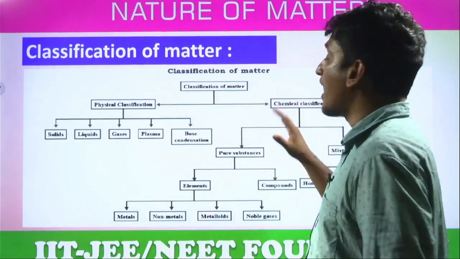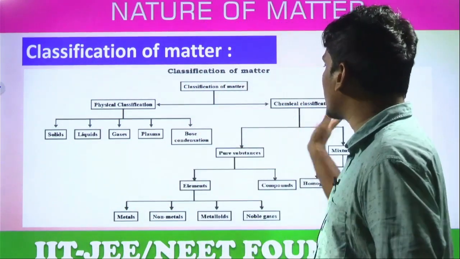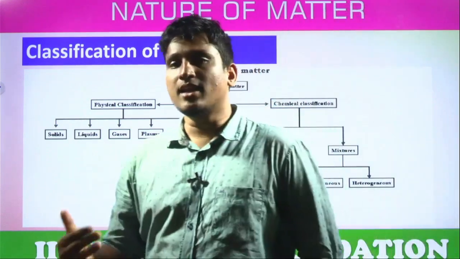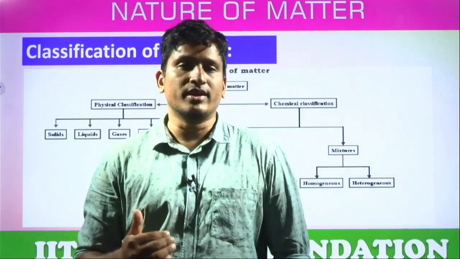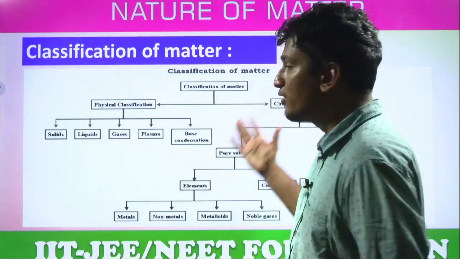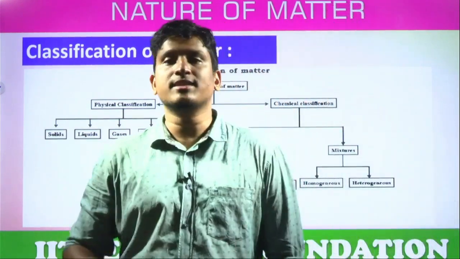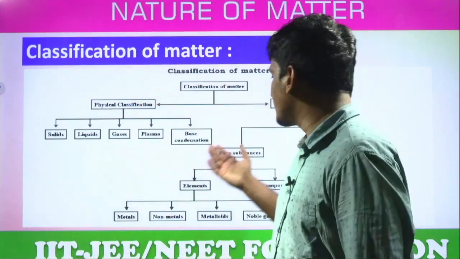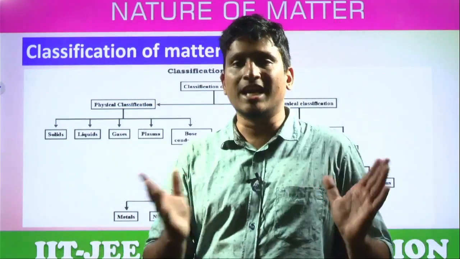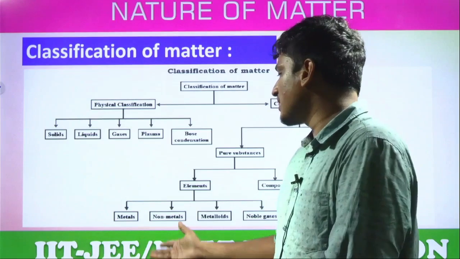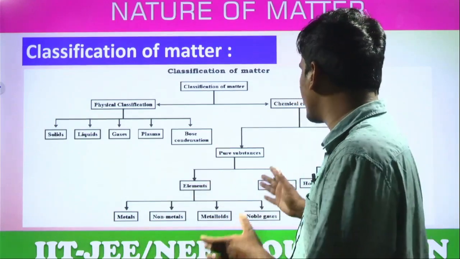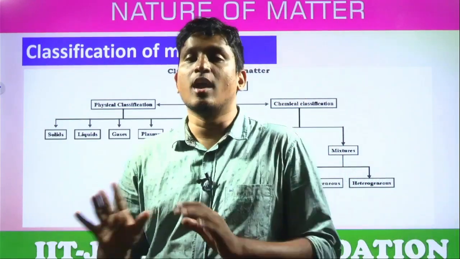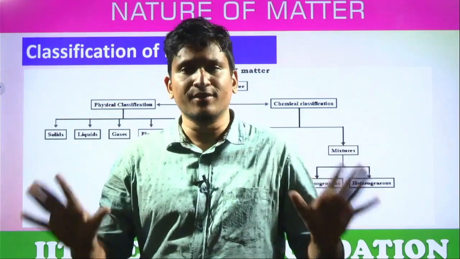Now let's see another type of classification: chemical classification of matter. Matter, on the basis of chemical properties, is mainly of two types. One is called pure substances and the other is called impure substances. An impure substance is also called a mixture. Pure substances are again subclassified into elements and compounds. Elements are classified into metals, non-metals, metalloids and noble gases also. All of this discussion we have in this video.